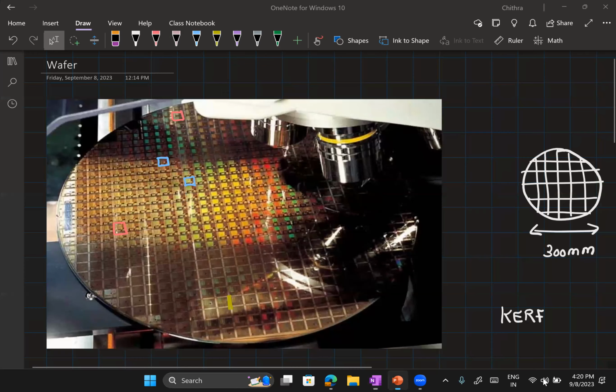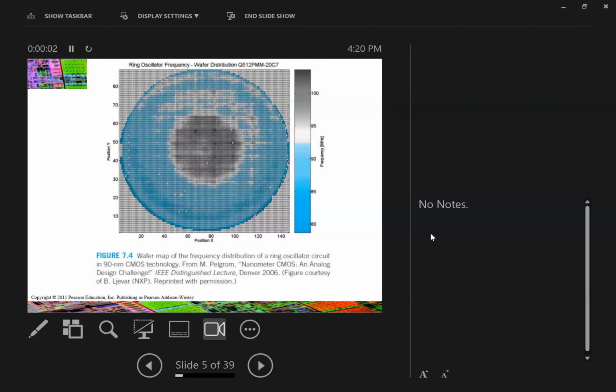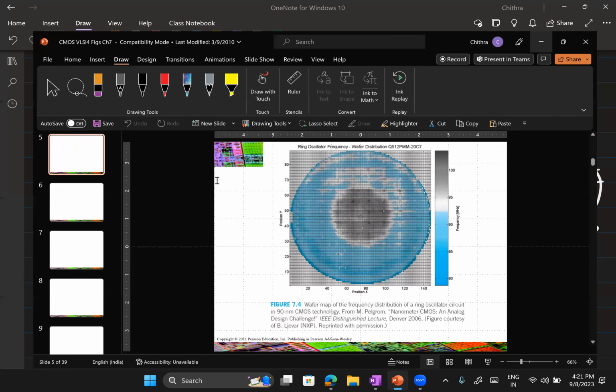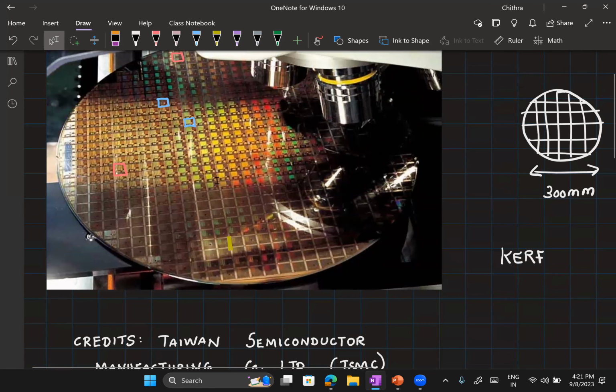Now let me show you. So this image, as you can see, I've taken this from the Weste and Harris textbook. So the references are given here, but this is basically showing you how the ring oscillator frequency is varying across the wafer. For example, at the center here, you have ring oscillator frequency around hundreds of megahertz. And as you move towards the periphery, it is going below 80 megahertz.